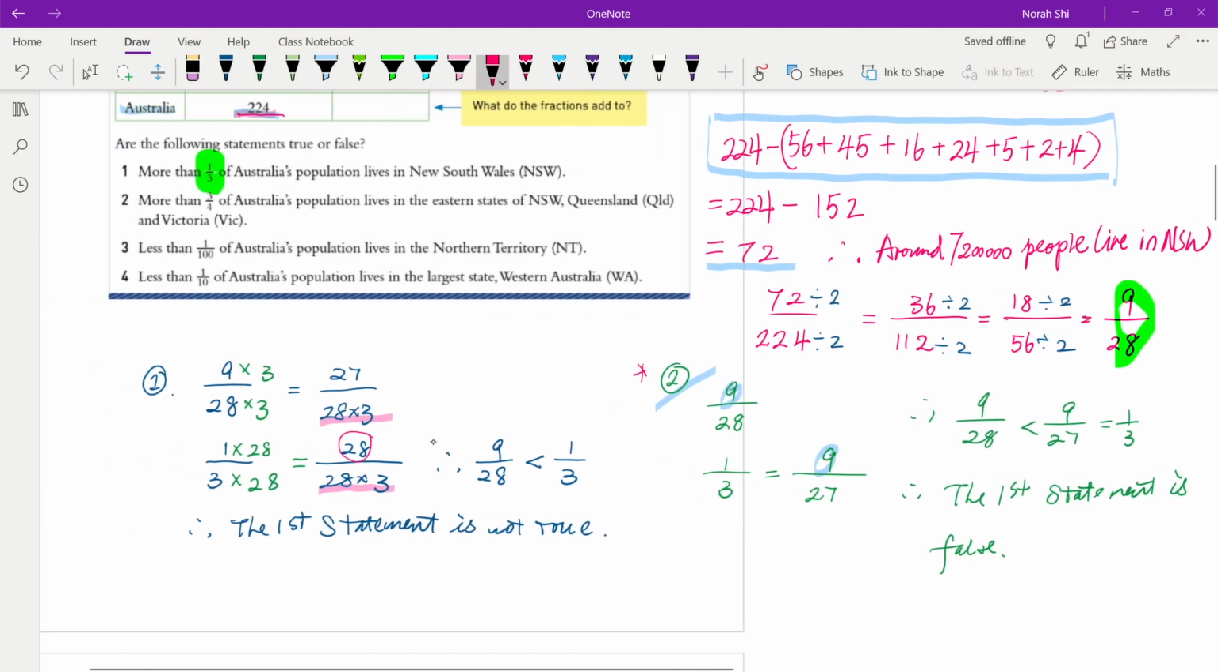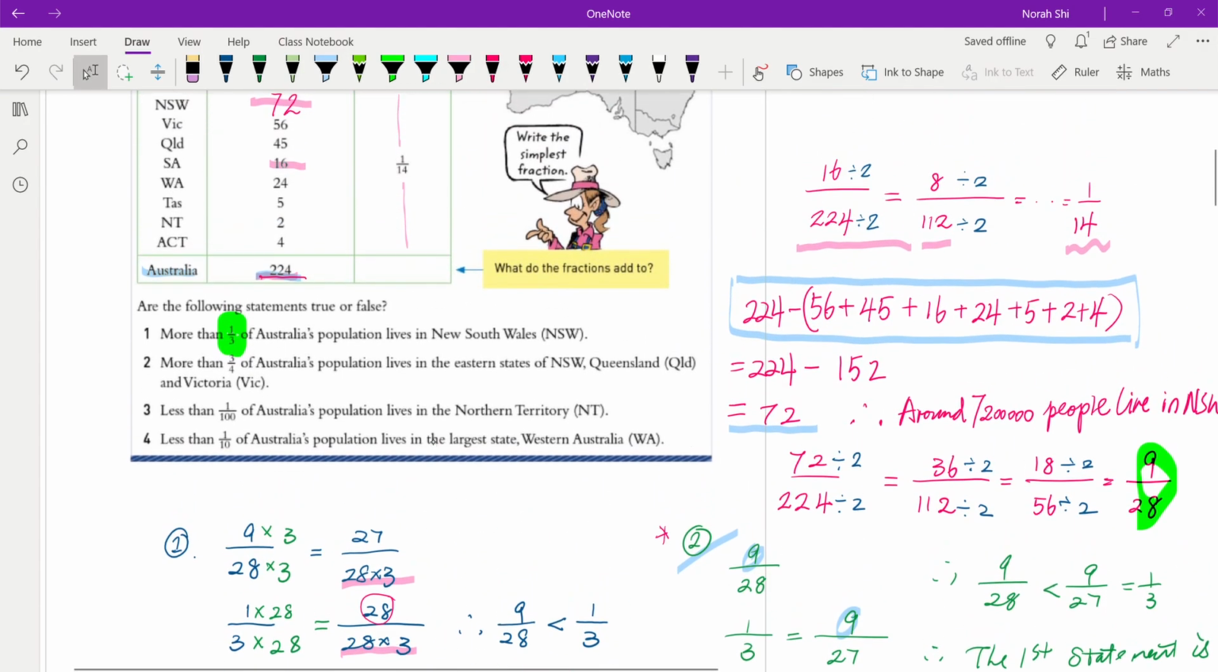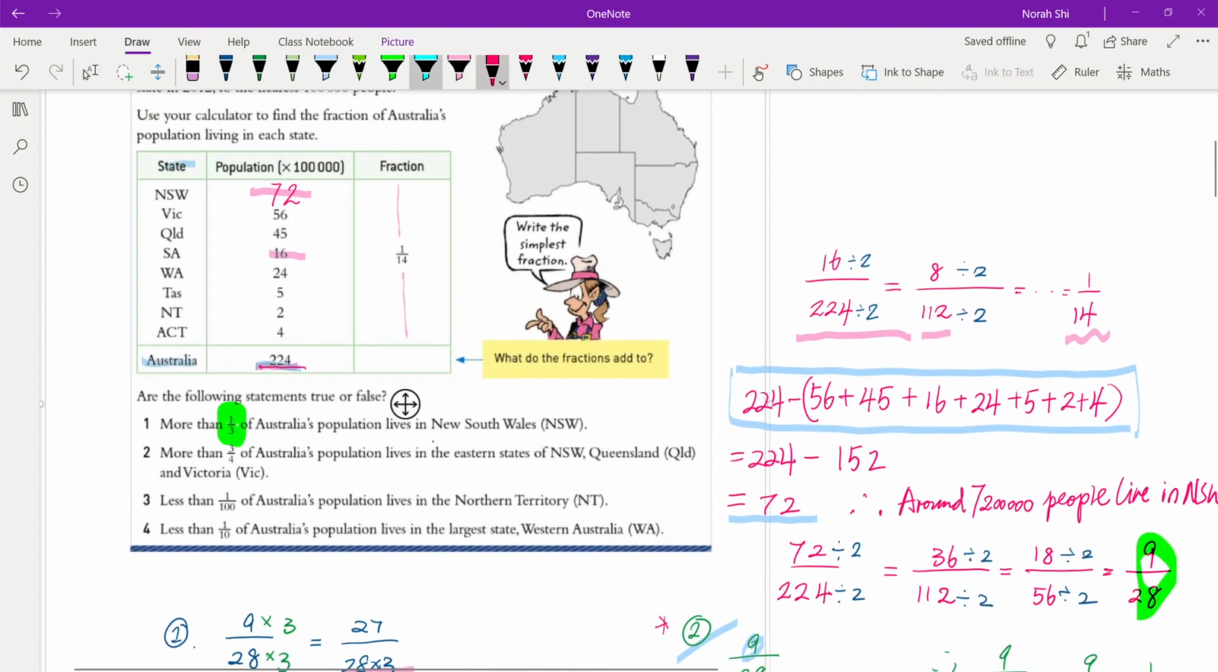Okay, before we move on, I want you to think about this question. For the fraction of the population living in New South Wales, we first find out the population living in New South Wales, and then we divide it by 224 to find out the answer, which is 9/28. But can you think of another method to find out this fraction? Is there another way to do it? I'll leave it to you, and we are going to continue our discussion on this question in class.